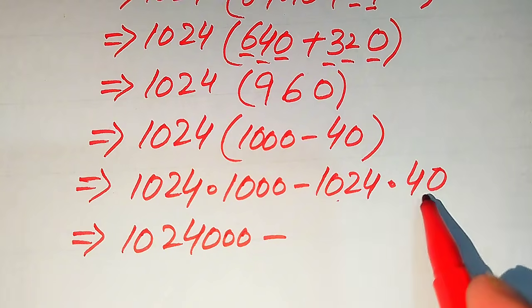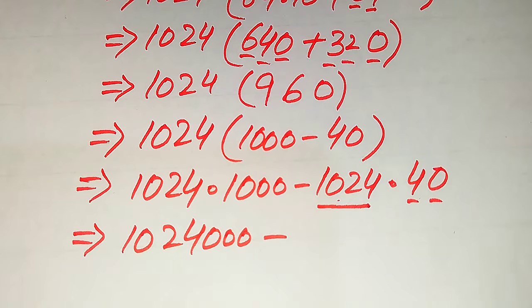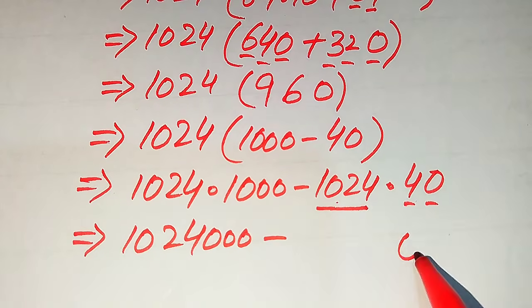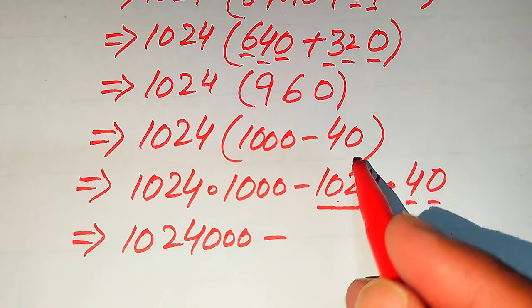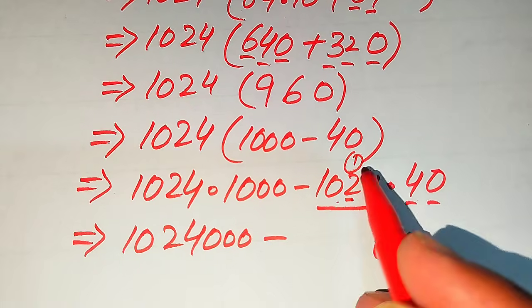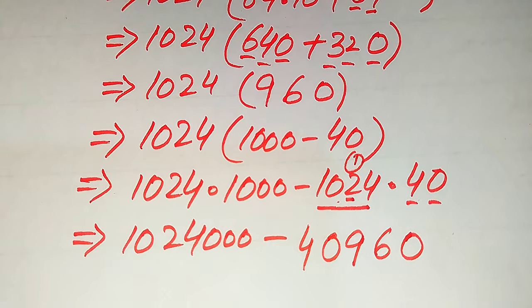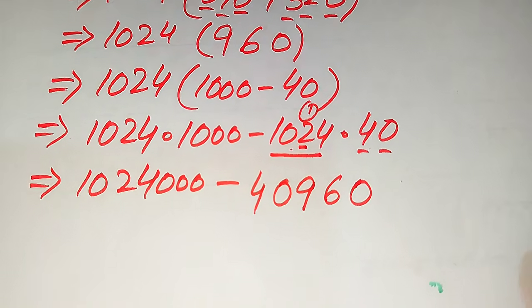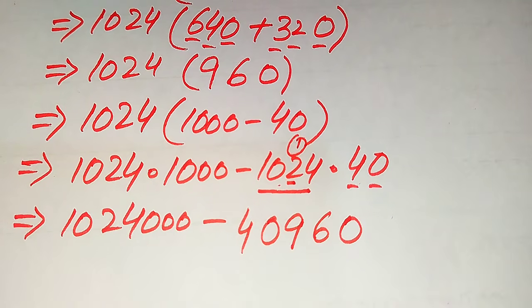Here we need to multiply these two numbers, and we consider this a one digit number and this our two digit number. When we multiply 0 with this number, it becomes 0, and when we multiply 4 with this number: 4 fours are 16, we write 6 and carry 1, 4 twos are 8, 8 plus 1 is 9, 4 zeros are 0 and 4 ones are 4. So this becomes 40,960. And now in the final step, we need to subtract these two values by the traditional method of subtraction.